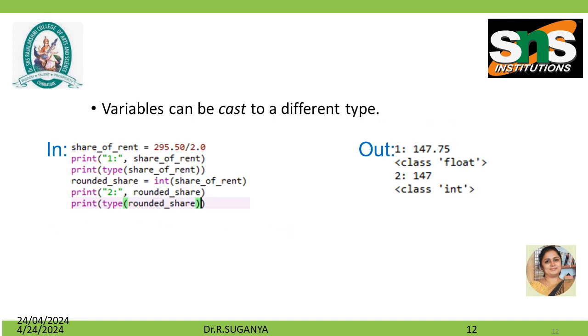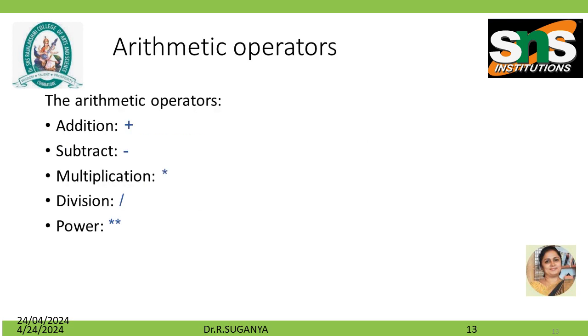Variables can be cast to different types. So we can cast to a different data type too, from integer to float, or float to some other data types.